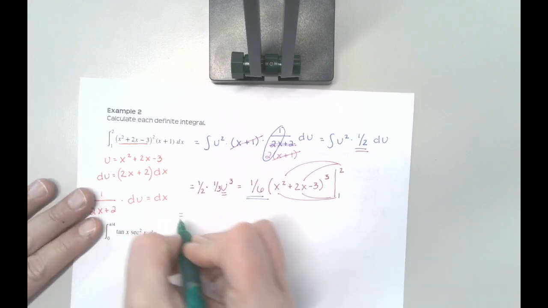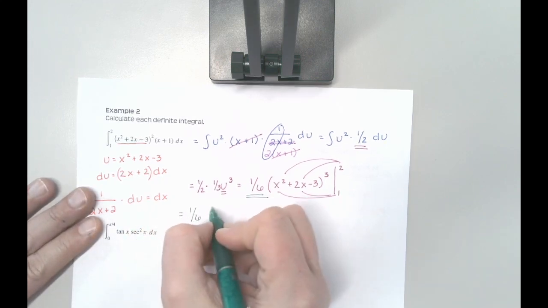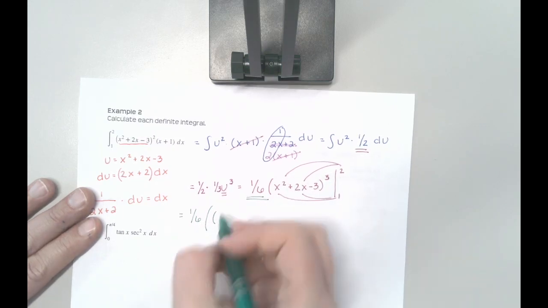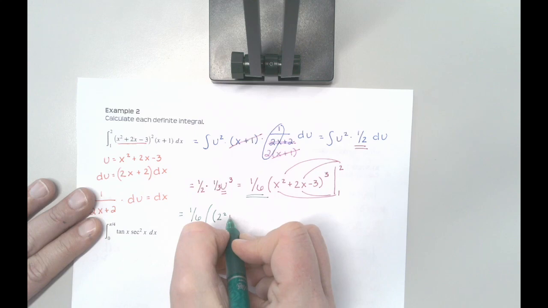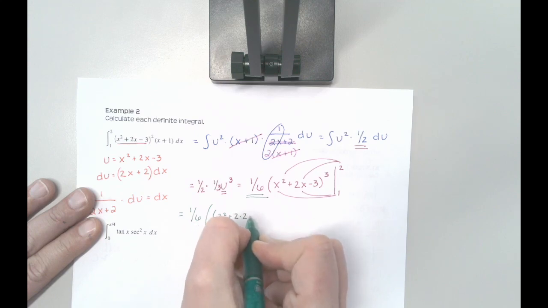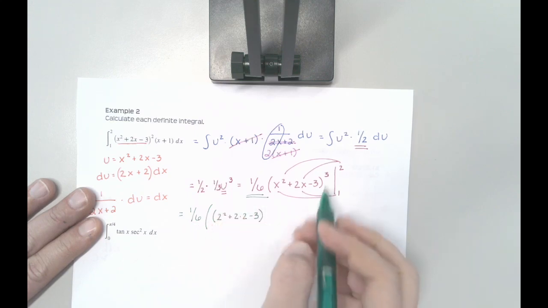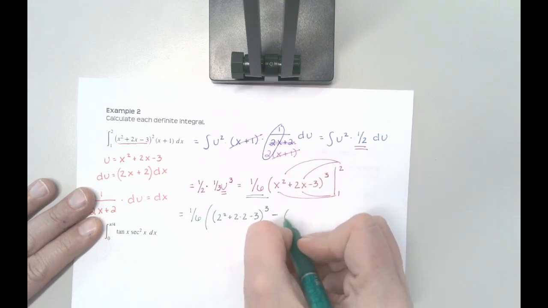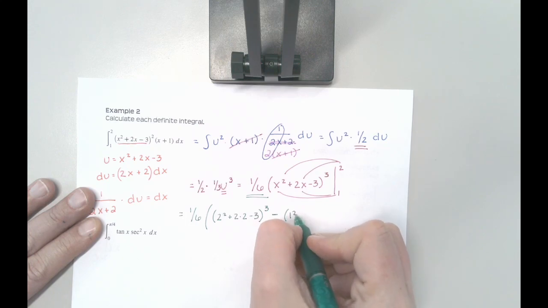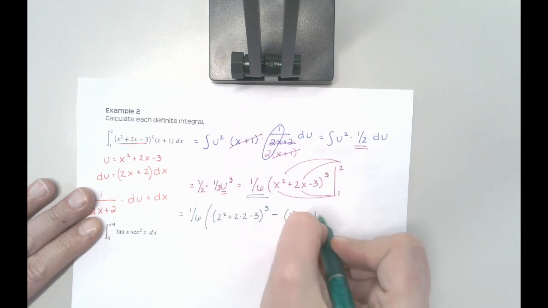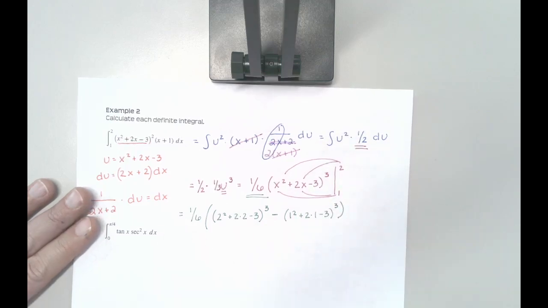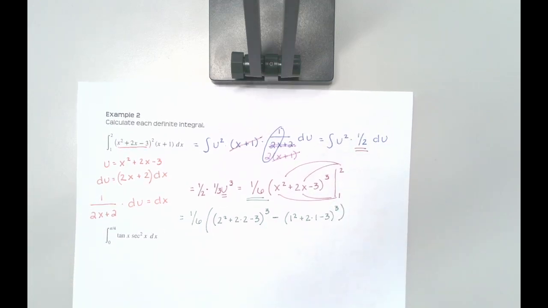So I'm going to just say 1/6 and then open a big set of parentheses and then a smaller set for plugging in my 2. So now I have 2 squared plus 2 times 2 minus 3. And then that's being raised to the 3rd power. Minus, now let's plug in my 1. 1 squared plus 2 times 1 minus 3. And that's being raised to the 3rd power. And again, I'll deal with the 1/6 at the end. I usually find those fractions are easier to deal with later.